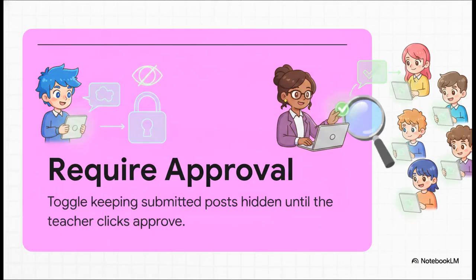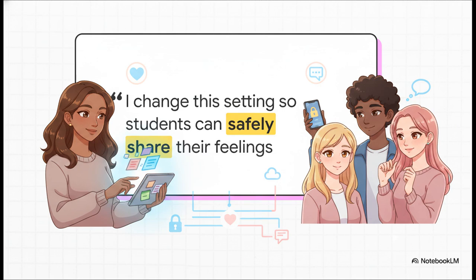The answer to that lies in the Require Approval toggle, which you'll find under Content Filtering. Basically, this feature intercepts a student's post. When they hit Submit, their work is completely hidden from the rest of the class, literally invisible to everyone except you, the teacher, until you manually click the Approve button. I love this quote derived from the source material. "I changed this setting so students can safely share their feelings, only showing it to the class when appropriate."